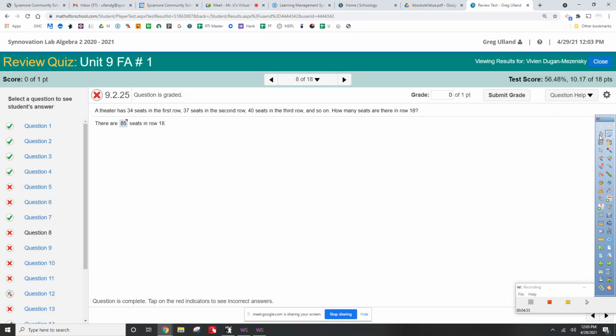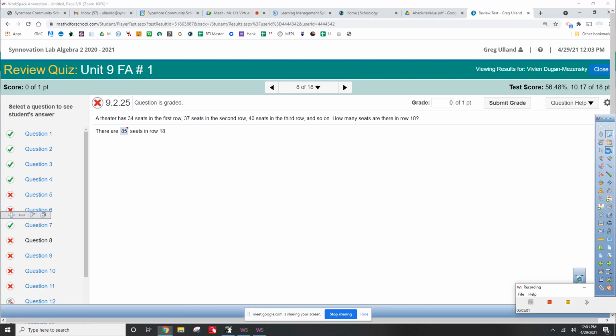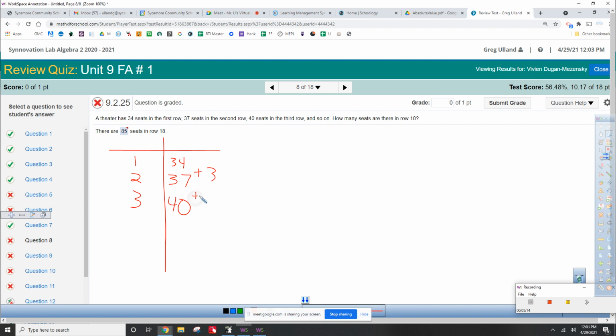Now here, for these, just make a T-chart. The first row has 34 seats. Second row has 37. Third row has 40. And so on. Well, how are we doing this? We added 3. We added 3.